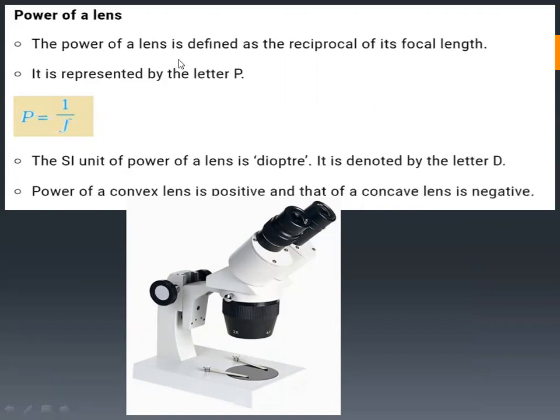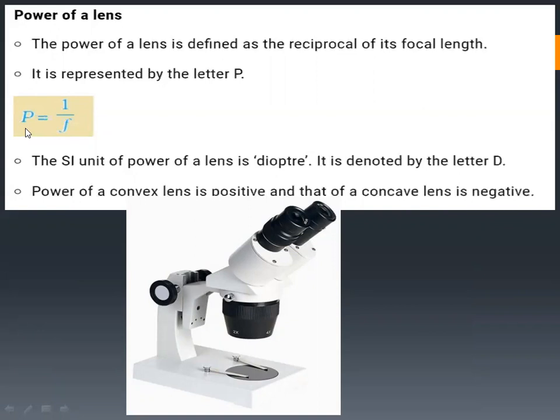The power of the lens is defined as the reciprocal of its focal length, and it is represented by the letter P. Power is represented by the letter P. So by the formula, how can we define the power? If we know the focal length and find its reciprocal value, that is the value of the power of a particular lens.